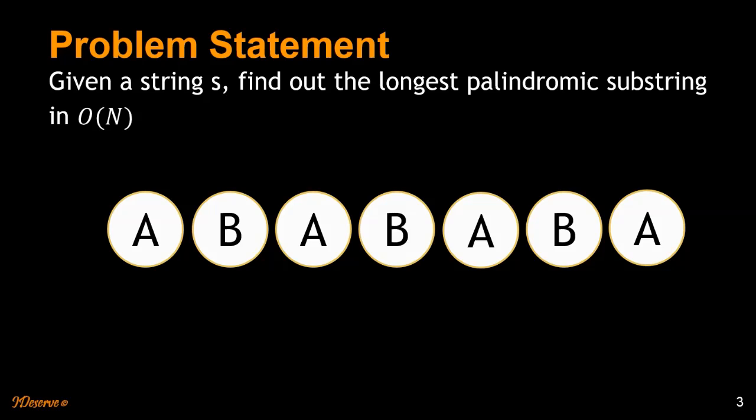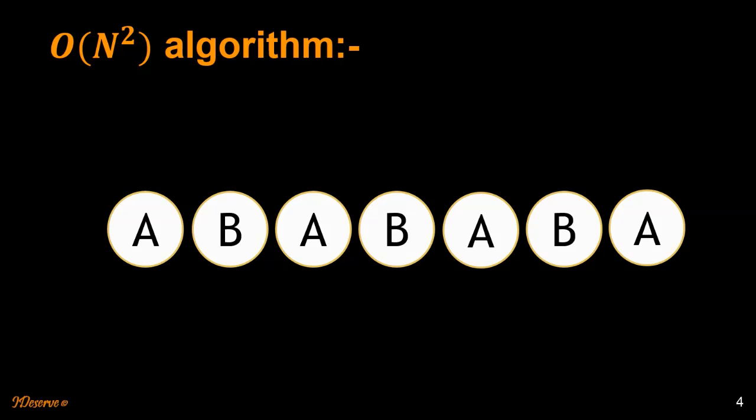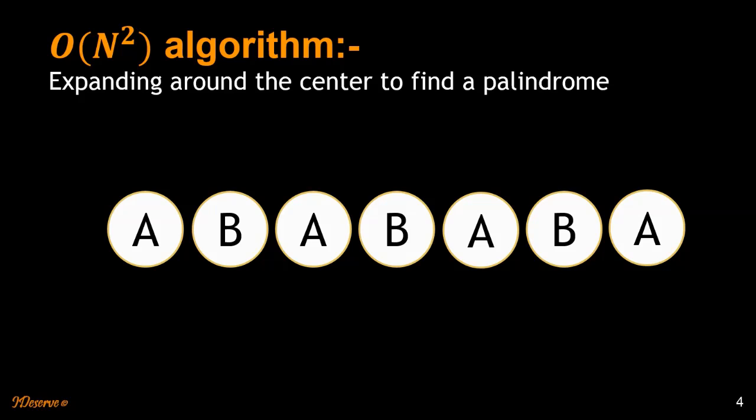We have already discussed the dynamic programming based solution for this particular problem, which is order of n squared. Please check that video out. For now, we'll go ahead and discuss the most efficient algorithm for this, which is Manacher's algorithm. Other than dynamic programming, there is another order of n squared algorithm where we expand around the centers to find out a palindrome.